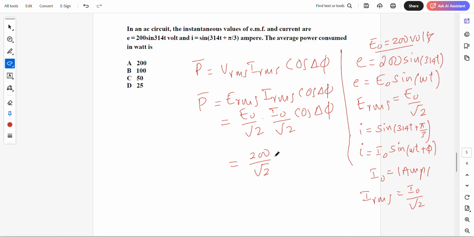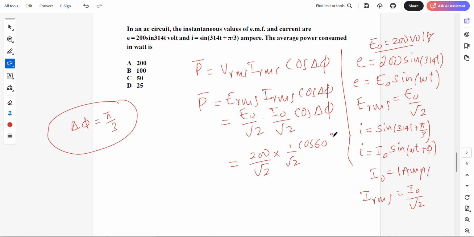200 by root 2 into I naught, that is 1 by root 2, into cos of, what is the angle between voltage and current here? Phi is 60 degrees. That is delta phi. Delta phi is the difference, this minus this, how much? That is pi by 3. You know cos of pi by 3 is how much?